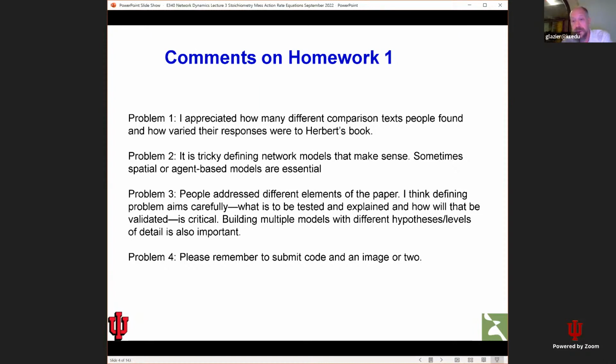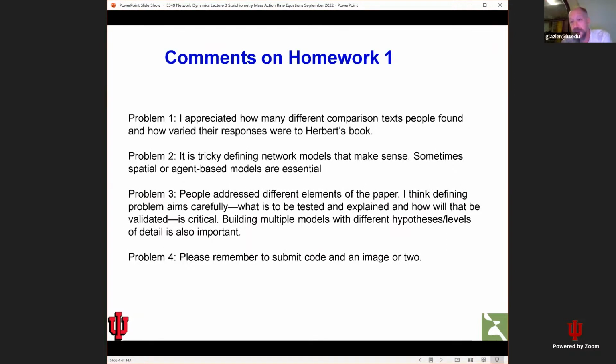For problem 4, my only request is please do remember to submit your code. And ideally, it can be just a screenshot of what the images look like that you got. Because occasionally people wrote, I did this without the code or the images, or they showed an image but didn't show how they got it. And so it's helpful.